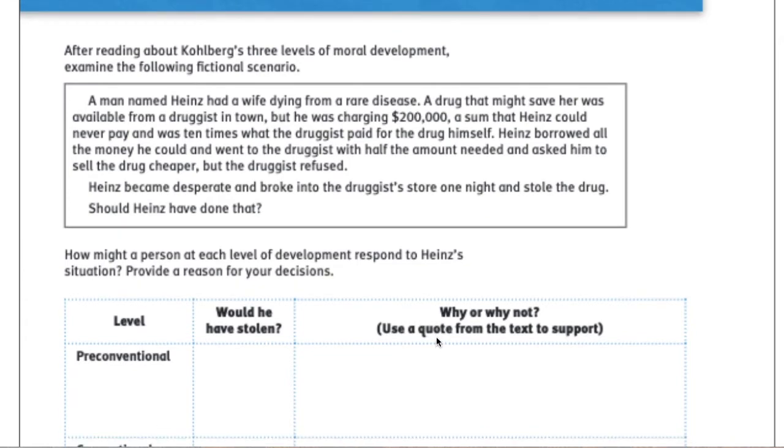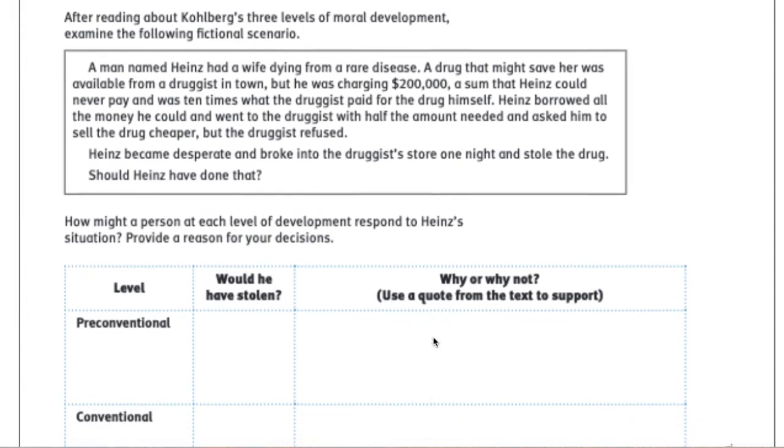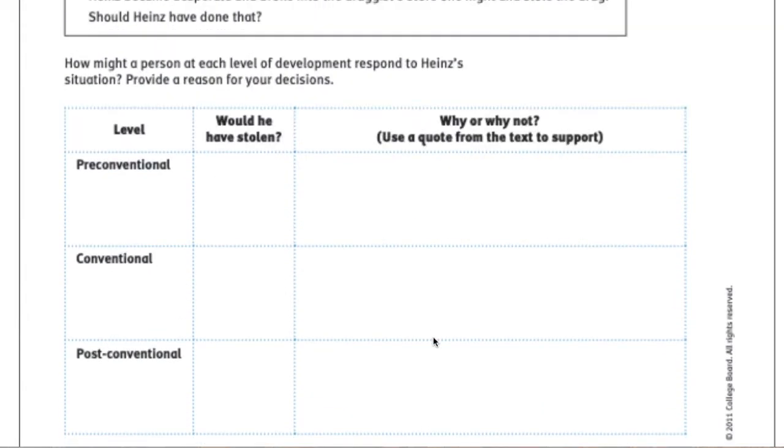So using what you learned from the article, you're going to fill out this graphic organizer. If this person was at the pre-conventional level, so you read about the pre-conventional level, would he have stolen the drug? Yes or no? And why or why not? Make sure to go back and look at what the text says about pre-conventional and use that to help your answer. Same thing with conventional and post-conventional. Using each of the levels, you're going to figure out, would he have stolen?